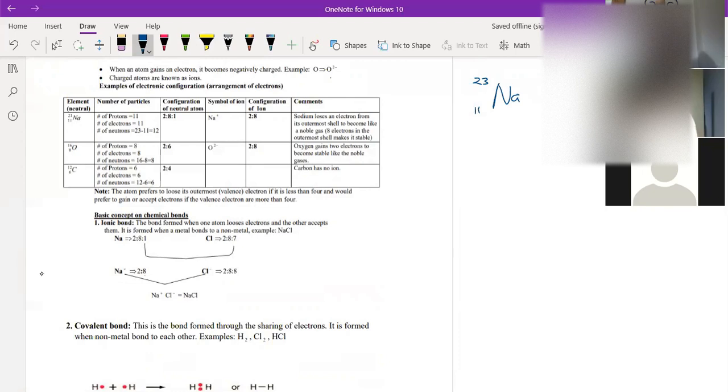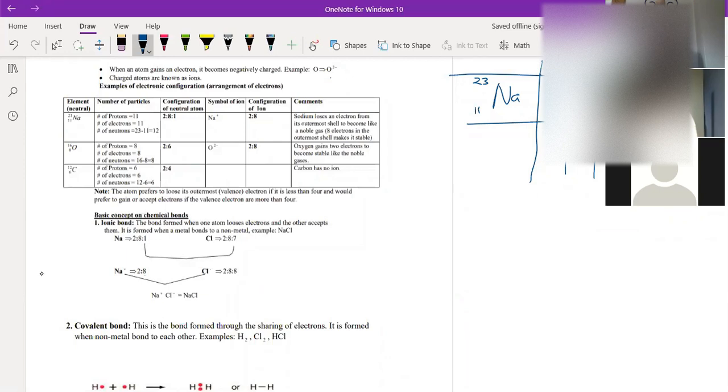So for sodium, let's break this down into three columns here. Protons, electrons, and neutrons. So how many protons do we have here? As I said, the number of protons is the same as the atomic number, right? Here the atomic number is 11. So the number of protons will be 11. How many electrons? The number of electrons is the same as the atomic number or the number of protons if there's no charge on that element. Since there's no charge on this element, the electrons will also be 11.